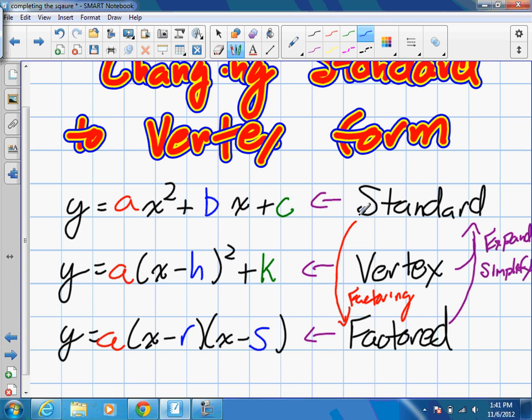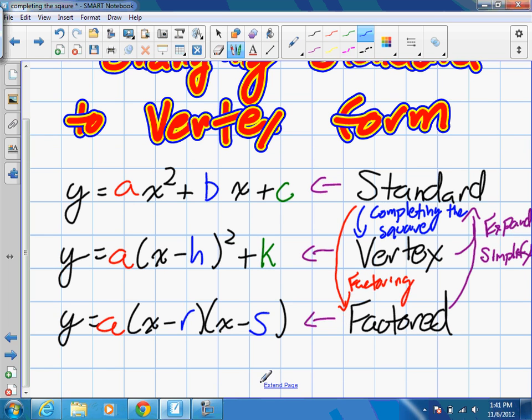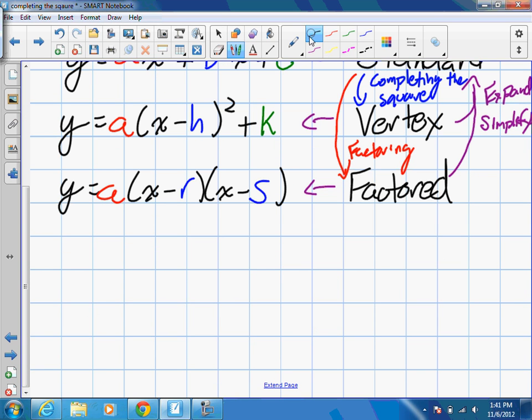The last one we're going to be working on today is changing standard into vertex form. This is called completing the square. Now, this is a lengthy process. This is not an easy process, so I need you guys to pay attention as we go through this. I did a harder example earlier today. We're going to work on a simpler example, still going through the same process.